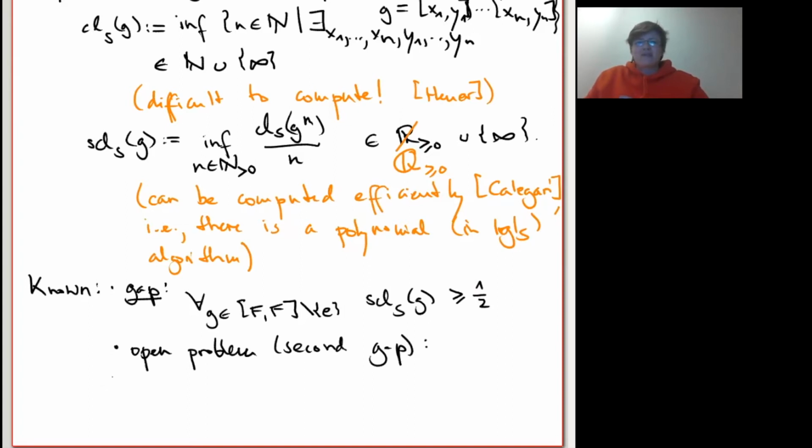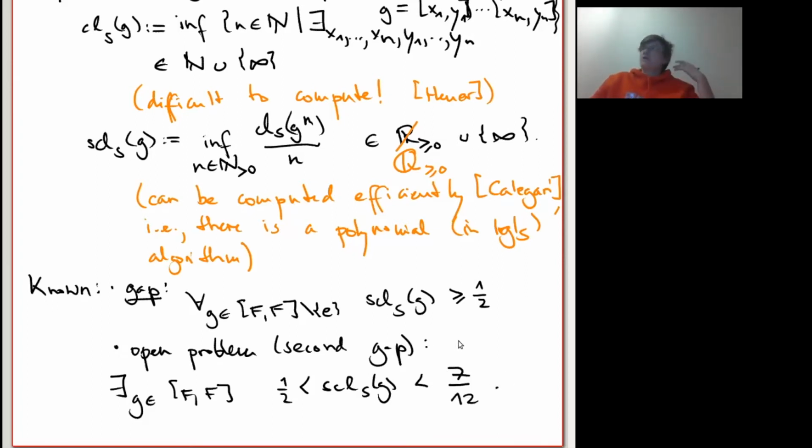So the question is whether there exists an element S in the commutator subgroup such that the stable commutator length of S is bigger than 1/2 and smaller than 7/12. So in all these experiments and in all these computations, the next smallest value that could be realized was 7/12. So the obvious question is whether this is really a gap, or whether we just didn't find any elements in between.